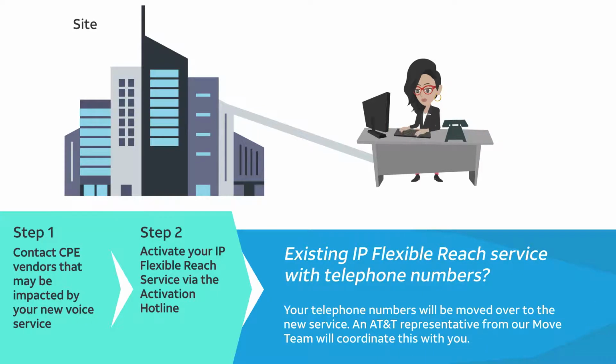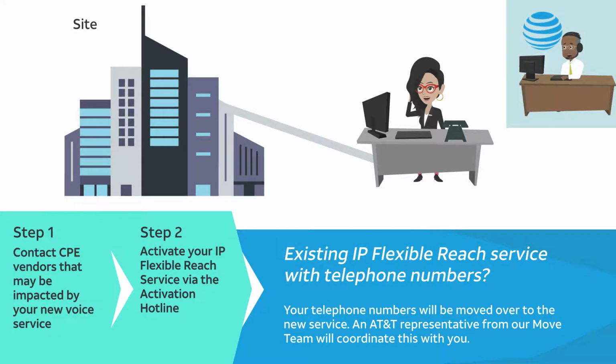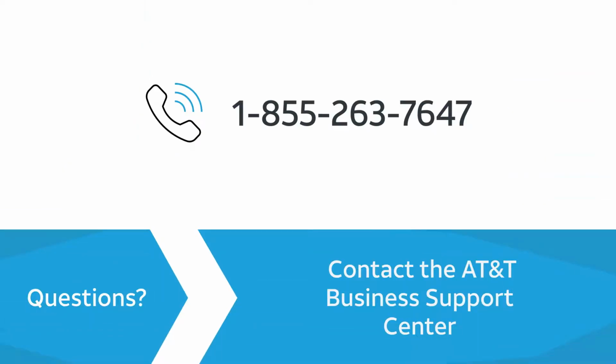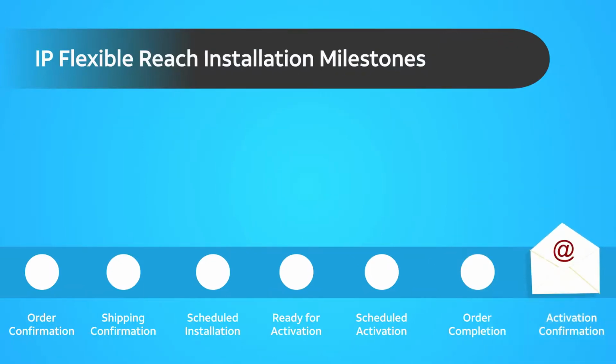If you're an existing AT&T IP Flexible Reach voice service customer, your telephone numbers will be moved over to the new service. An AT&T representative from our Move team will coordinate this for you. Again, if you have questions regarding the installation or activation, please contact the AT&T Business Support Center. You will be contacted by an AT&T service delivery agent to schedule the activation of your IP Flexible Reach voice service. After your IP Flexible Reach service is activated, you will receive a confirmation email.